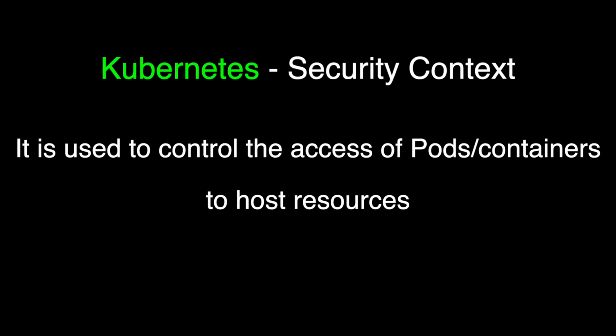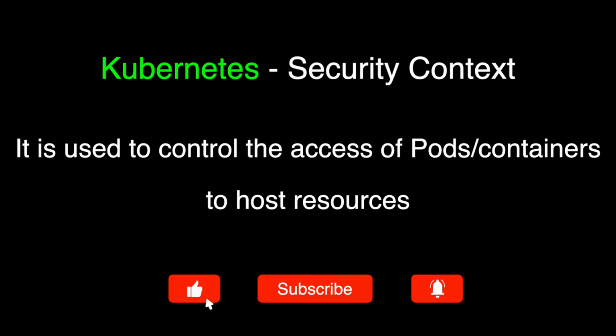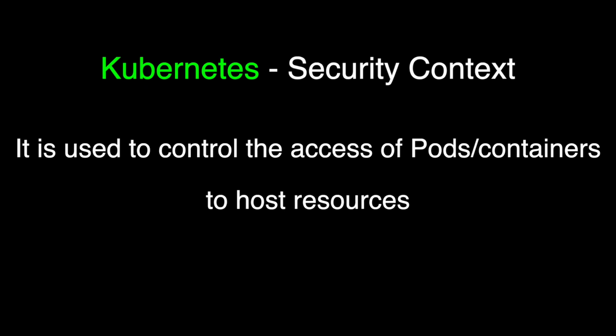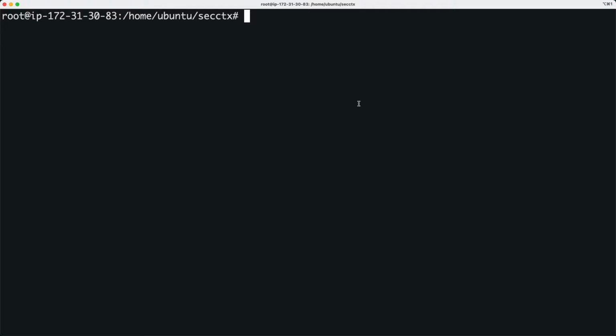Hello friends, in this video we're going to be looking at security context. It is something that can be part of the YAML definitions, the Kubernetes manifest files that you might be creating. Security context is used to control the access of pods or the containers within those pods. So let's look at that in detail.